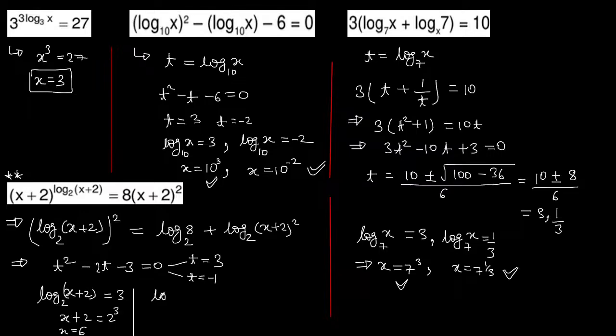And here we'll get log of x plus 2 base 2 as minus 1. So we'll get x equal to 1 by 2 minus 2, which is minus 3 by 2. If you put minus 3 by 2 in the equation, it is 1 by 2, it is possible. And if you put 6, it is also possible. So we have two solutions.